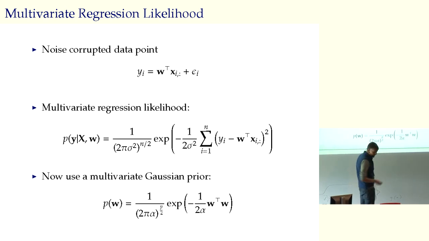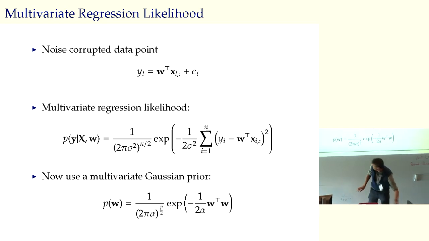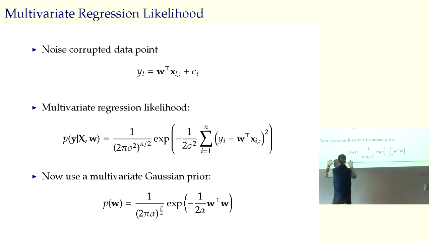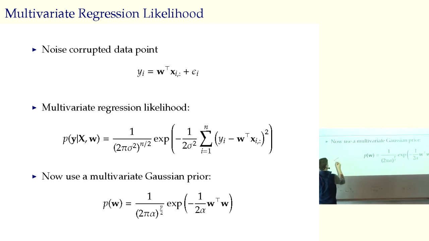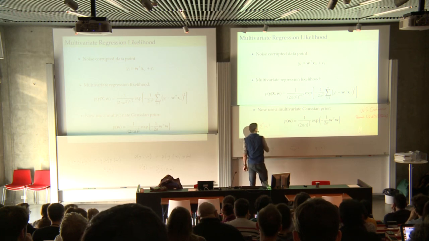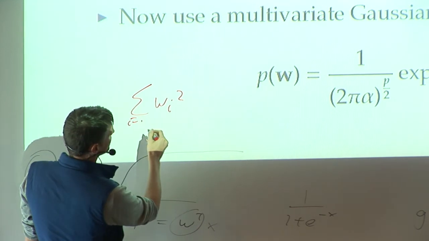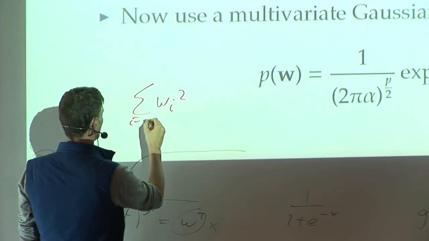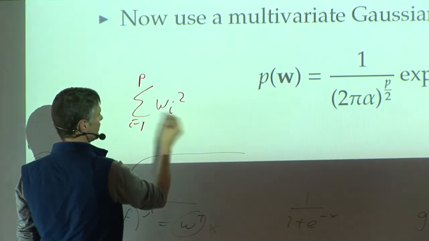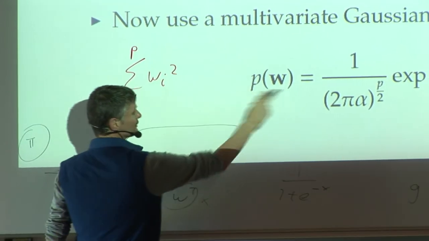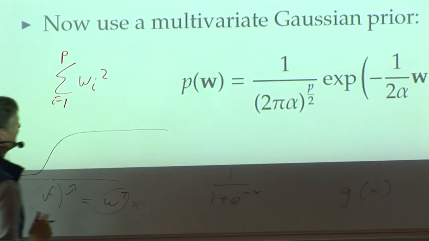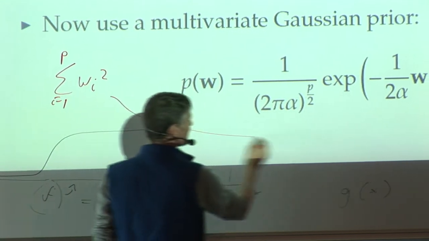And this thing here, W transpose W, can of course be written as the sum of Wi squared, where i is the element there. So sum i equals 1 to P, where P is the dimensionality of your data. Oh, look at that, that's really clever. So that's equal to that.